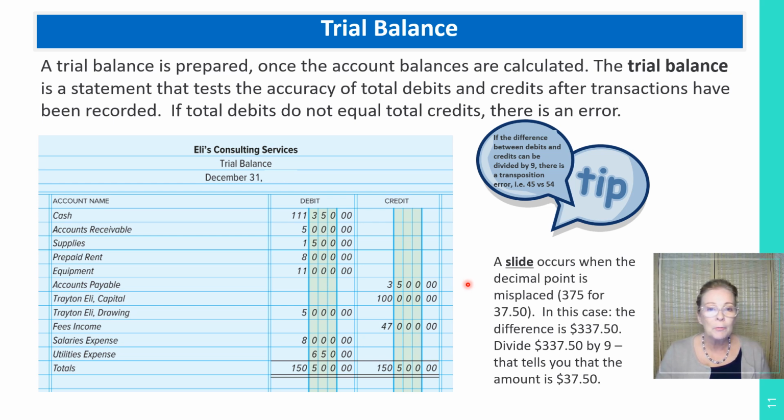Other errors would be, for instance, you recorded a debit, but you forgot to record the credit. That's typical as well. That is why after the trial balance has been prepared, we double check that the total debits equal the total credits. And we're now ready to prepare the financial statements. So don't forget that important step. Double check that your debits equal your credits.